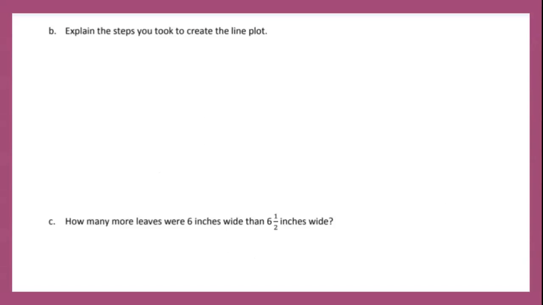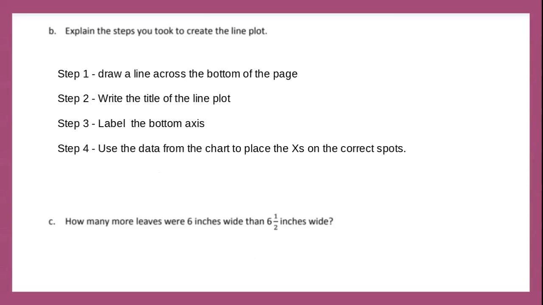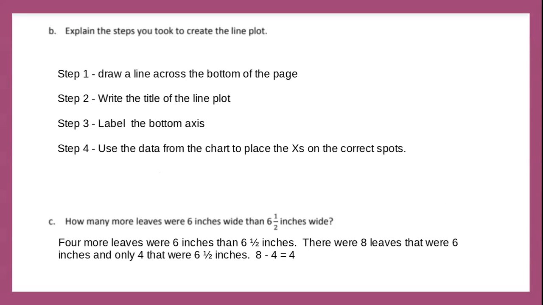Explain what steps you took to do this. Step 1, draw a line across the bottom of the page. Write the title of the line plot. Label the bottom axis, and then use the data from the chart to place X's on the correct spots. How many more leaves were 6 inches wide than 6 1/2? 4 more leaves were 6 inches than 6 1/2 inches. There were 8 leaves that were 6 inches and only 4 that were 6 1/2. 8 minus 4 equals 4.